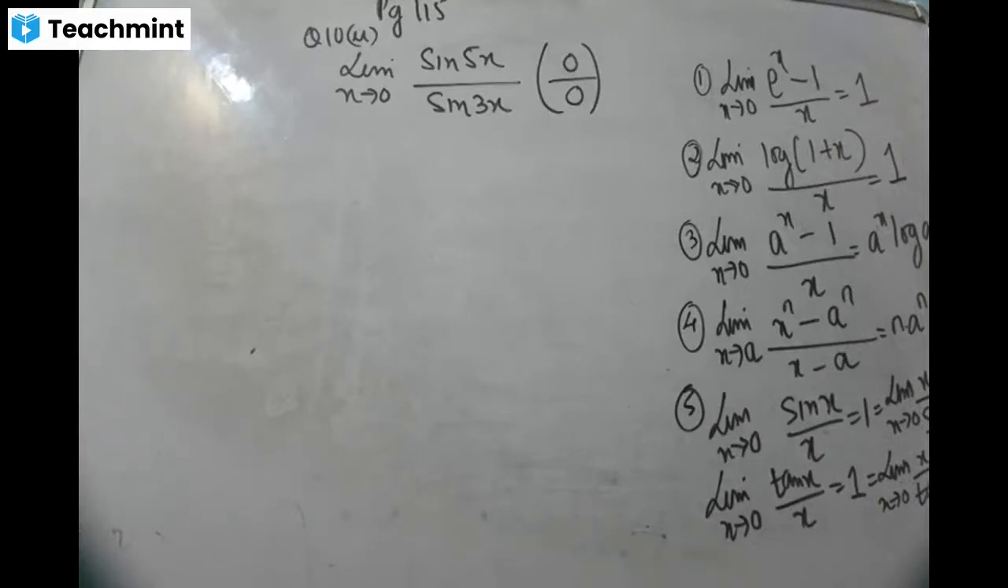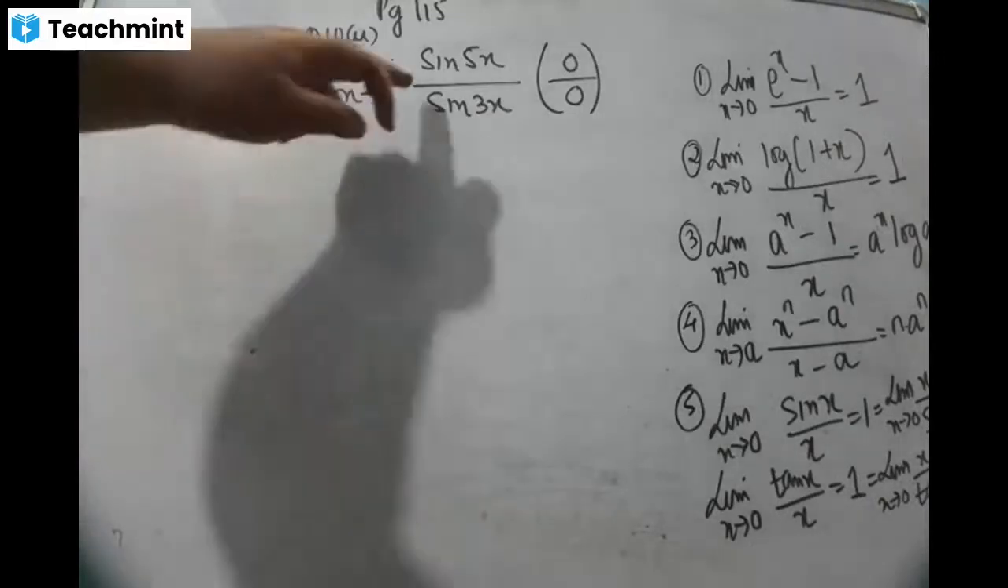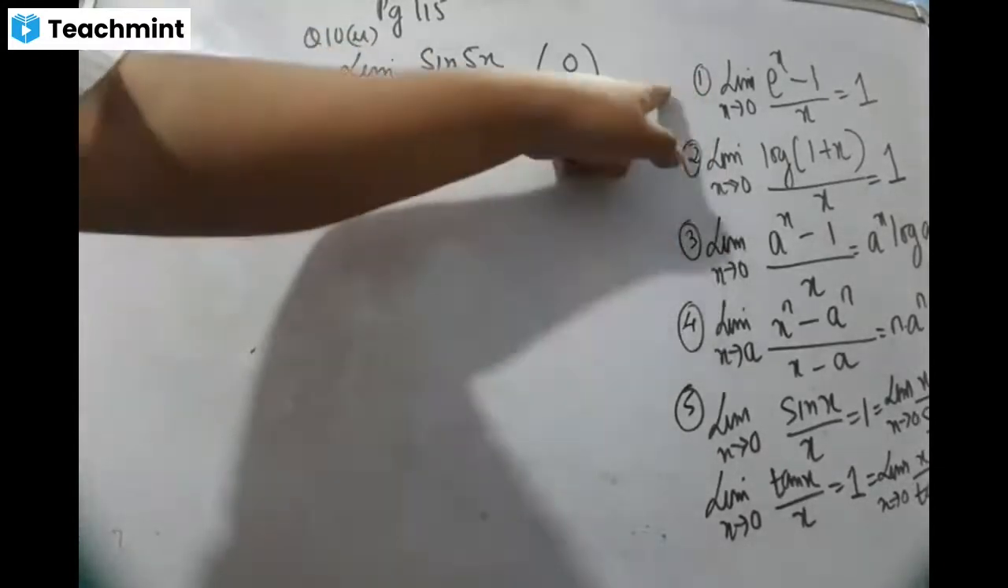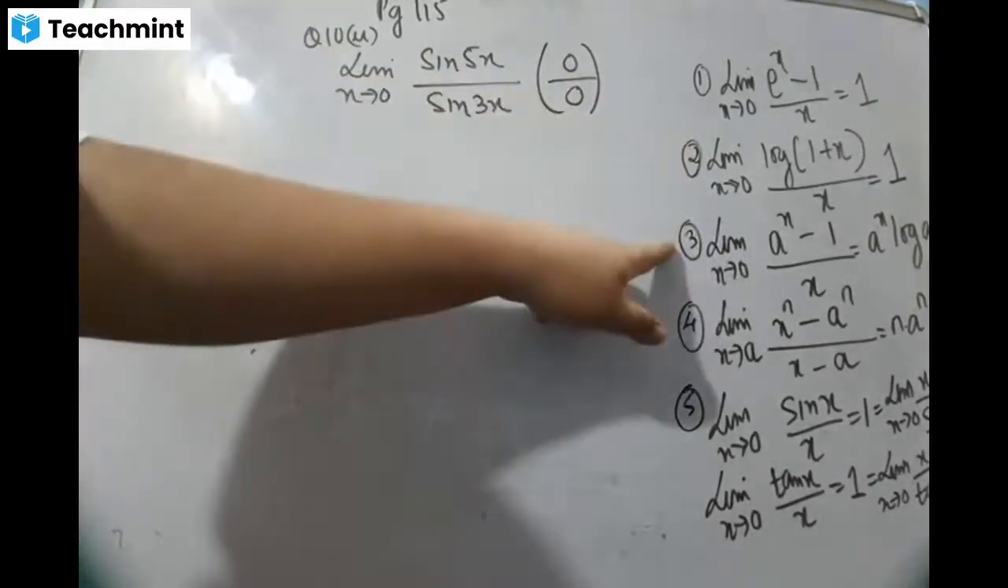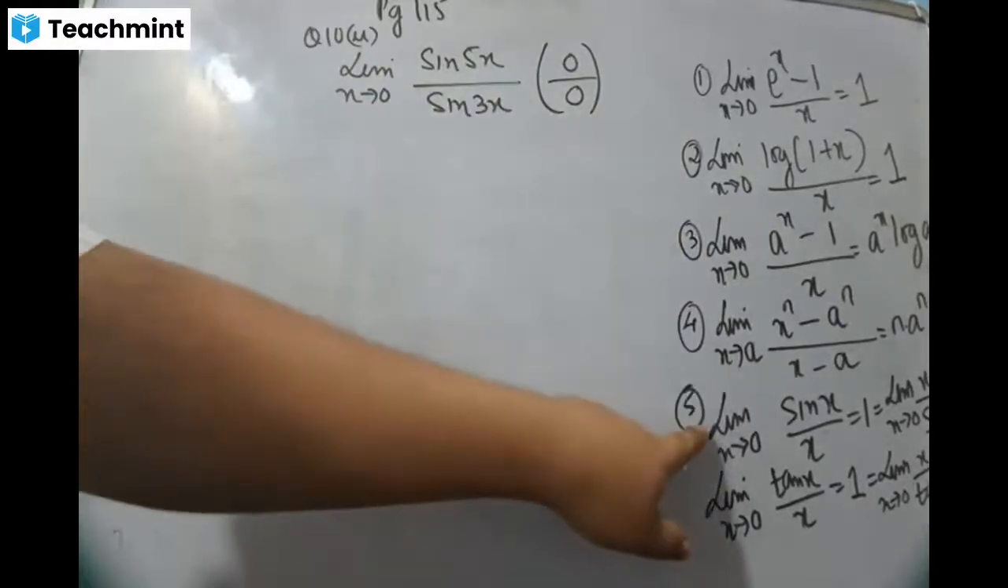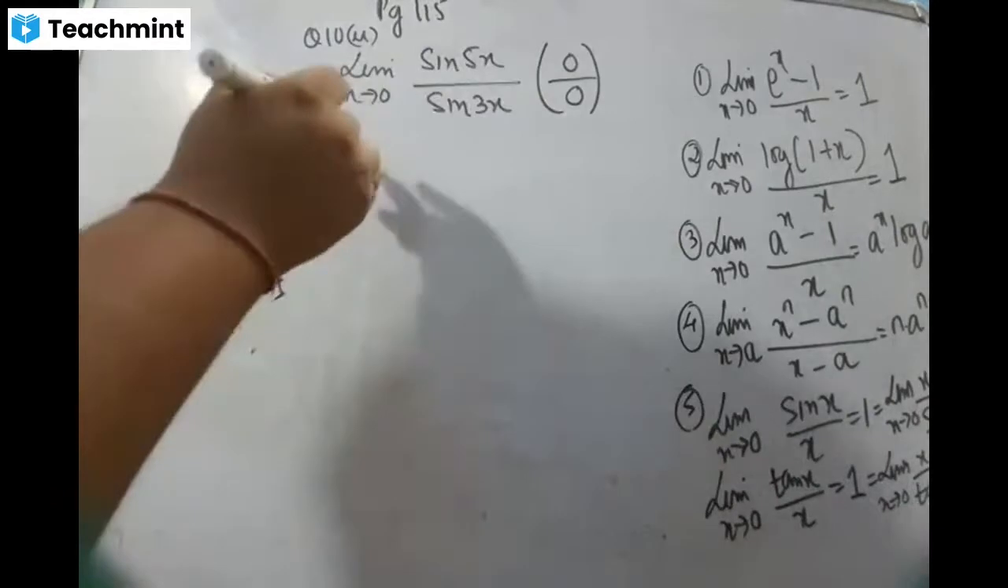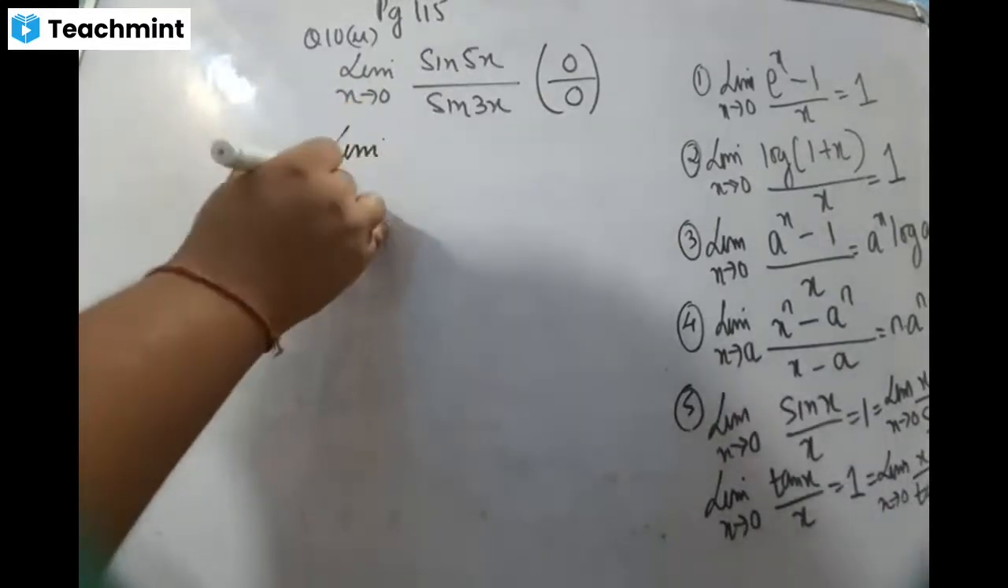So which property do I use? Because the moment you see sine, obviously I cannot use this. I cannot use log. This is exponential, this is log, this is algebraic, this is also algebraic. I know that I have to use this property, sine x by x. So everyone look at the board. So how do I use this property?